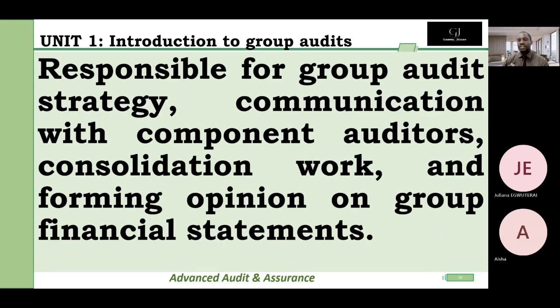The group auditor is responsible for the group audit strategy. He also needs to communicate effectively with the component auditors and look at the consolidation work, and also form an opinion on the group financial statements that he's coordinating, forming the strategy, also integrating the work of the component auditors that may be engaged by the same group and not him. It's very important to synergize and make sure their work is not in silos, but at the end of the day, they bring together their work and provide it holistically as a group.